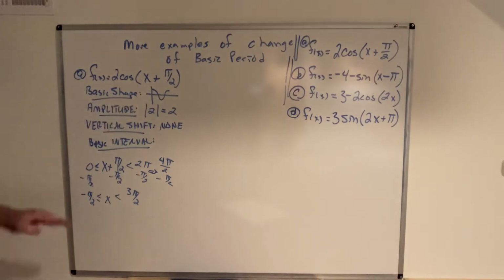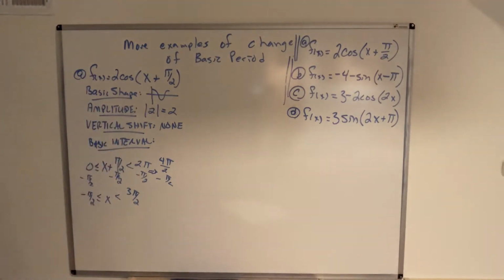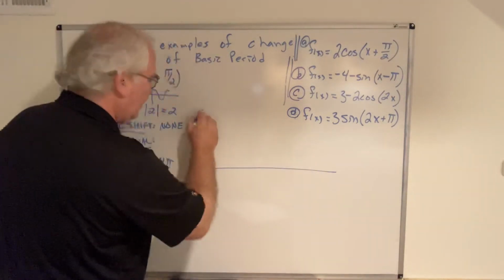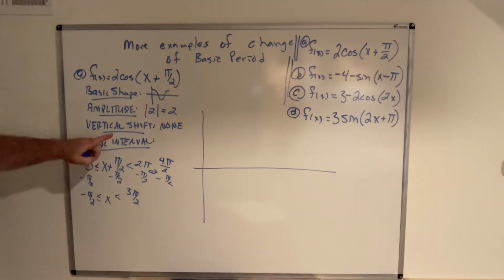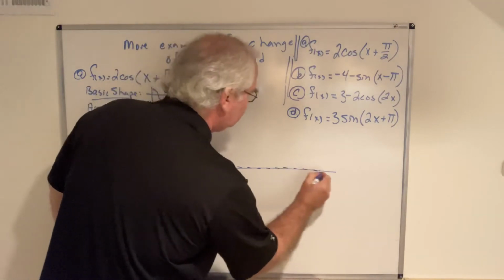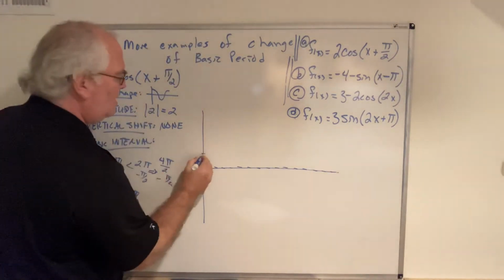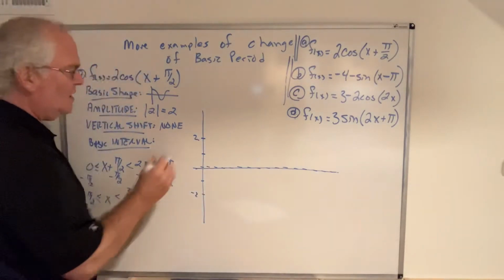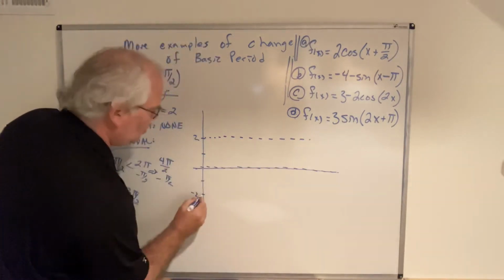So let's see if we can draw this graph. Again, the basic shape, there is no vertical shift. And so what we have here, here's the axis of the graph. The amplitude is 2, so I'm going to go up 1, 2, down, -1, -2. So this is the peak line. This is the trough line.